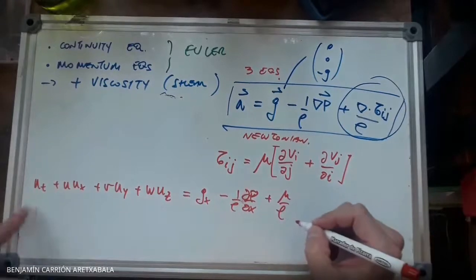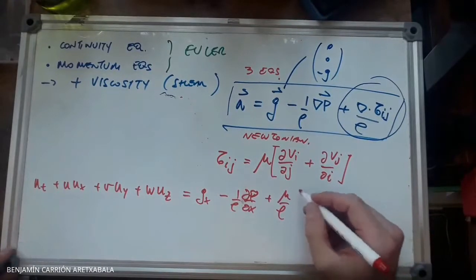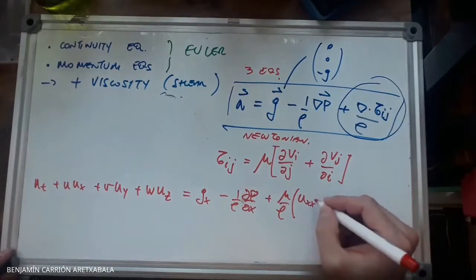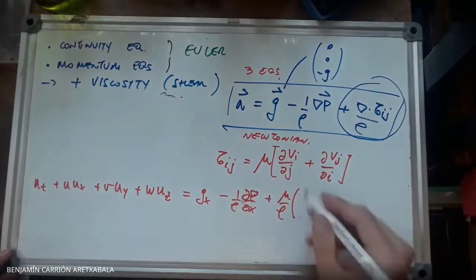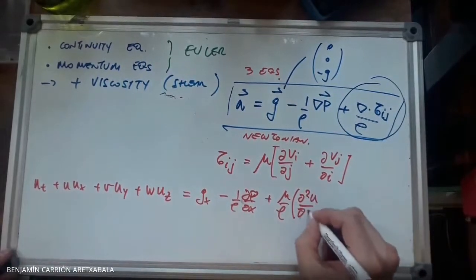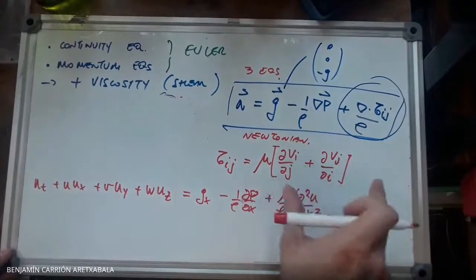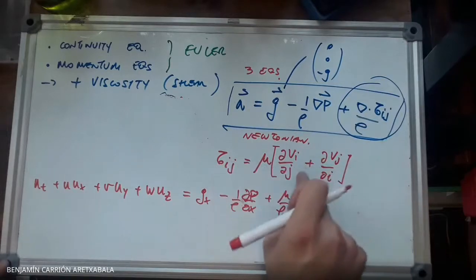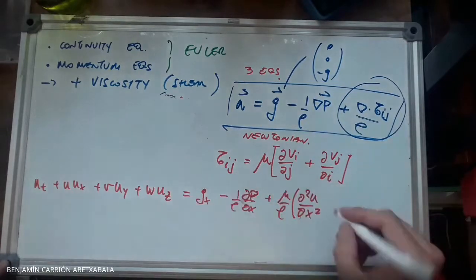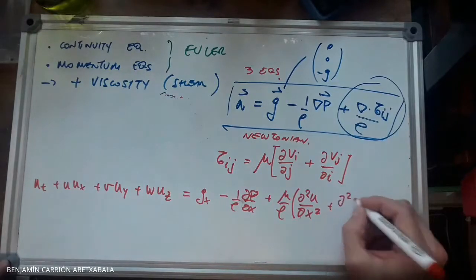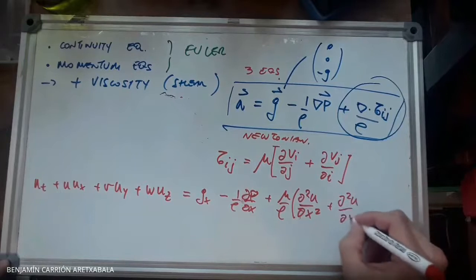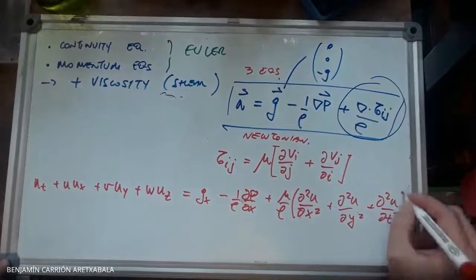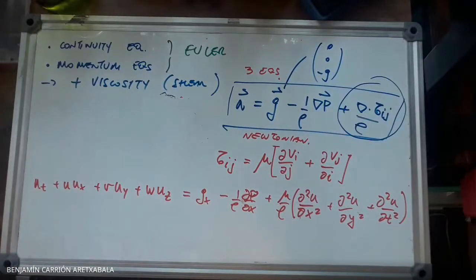And now we incorporate these terms: mu over rho, because we divided everything by rho, times u_xx, the second derivative with respect to x, plus the corresponding terms for y and z, up to the second derivative of u with respect to z. You can do this math on your own. It's not really very important, but if you insert this into the previous equations, you get to this equation. And these are the Navier-Stokes equations.